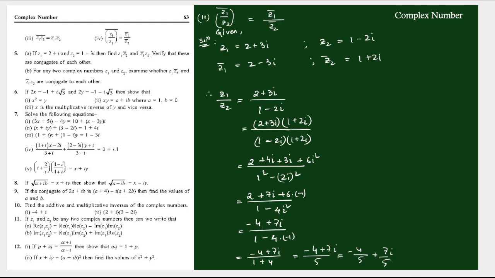1 plus 2i. 2 minus 3i. Have we made a mistake? 4i, 7i minus 6. Minus 6 plus 2, 4.